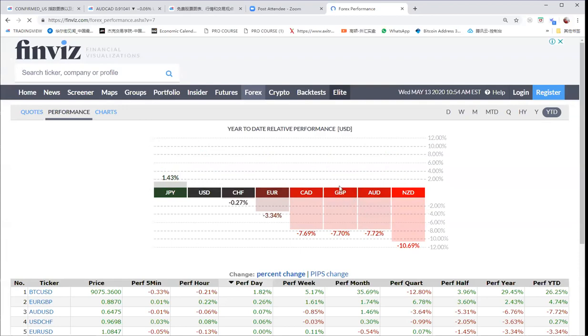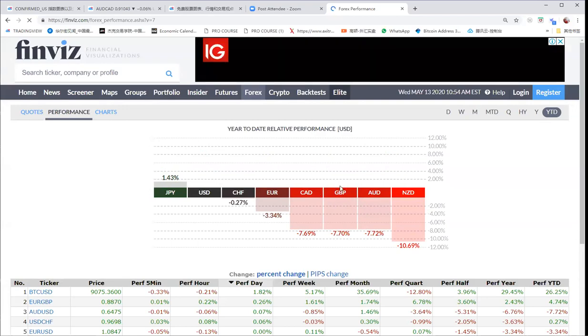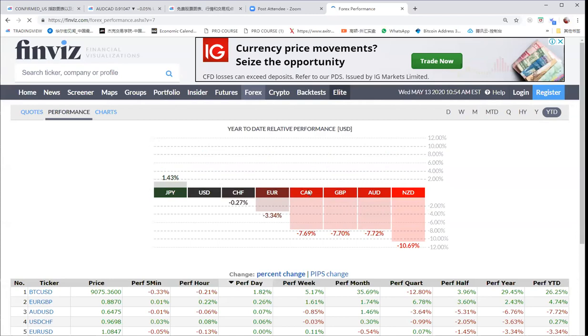Please ignore sterling, because sterling has this Brexit issue. That's why the sterling has a lot of falls. But can you see that normally the Canadian, Aussie, Kiwi are the three pairs that are either all very weak, or all very strong. Can you see that? If you can understand this, please give me one.